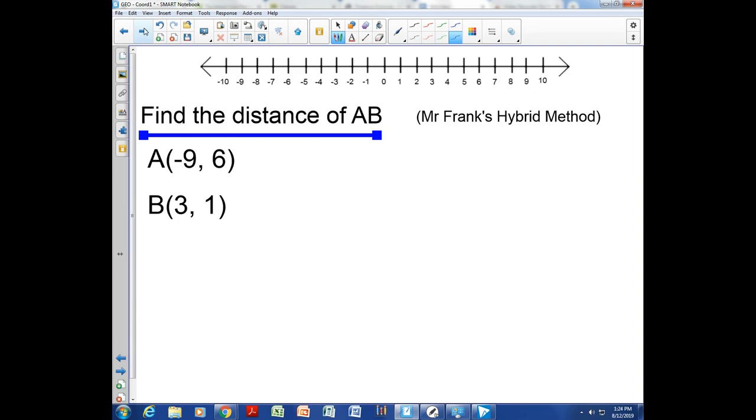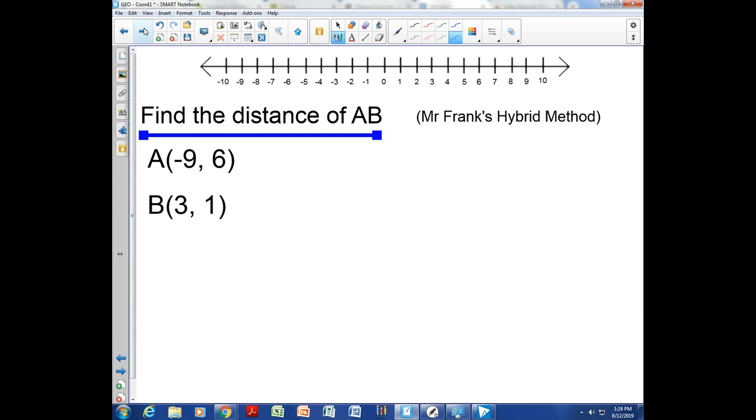Okay, and now finally I'm going to show you what I like to call my hybrid method. How I find the distance of 2 points, or the line segment connecting 2 points, without using my scrap paper. It's not that difficult to do if you are able to visualize or understand the distance or difference of 2 different numbers. I included that little number line on top because that might help some of you visualize the distance of numbers.